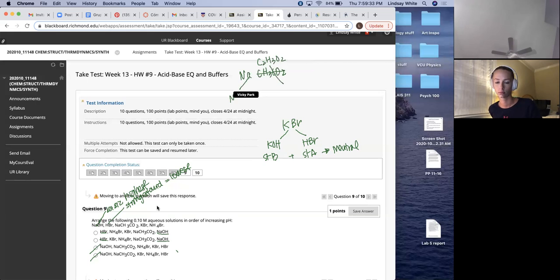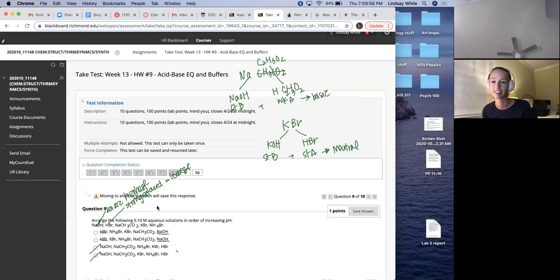So this turns into NaOH and then HCO, right? So that's a strong base and that's a weak acid. So is the solution going to be acidic or basic? Acidic. No, sorry, basic. Basic. I was thinking basic and I said acidic.